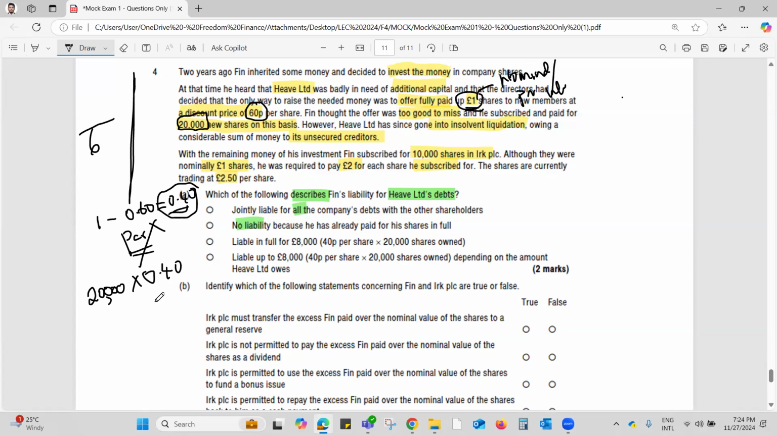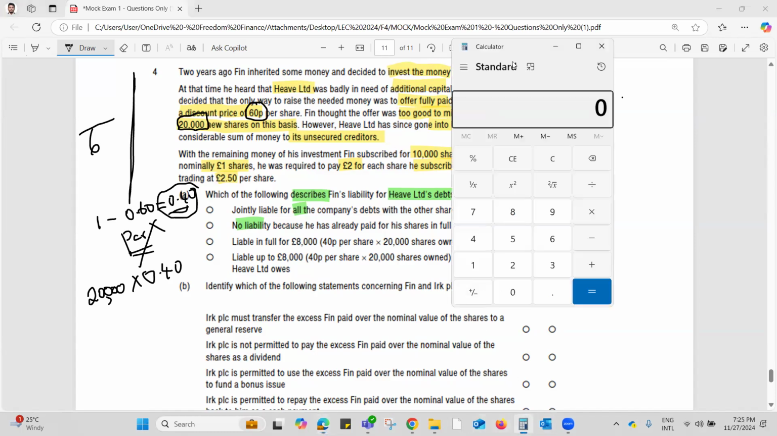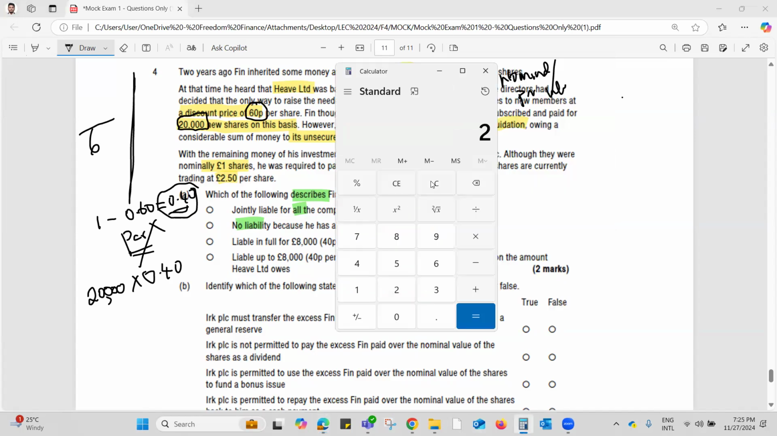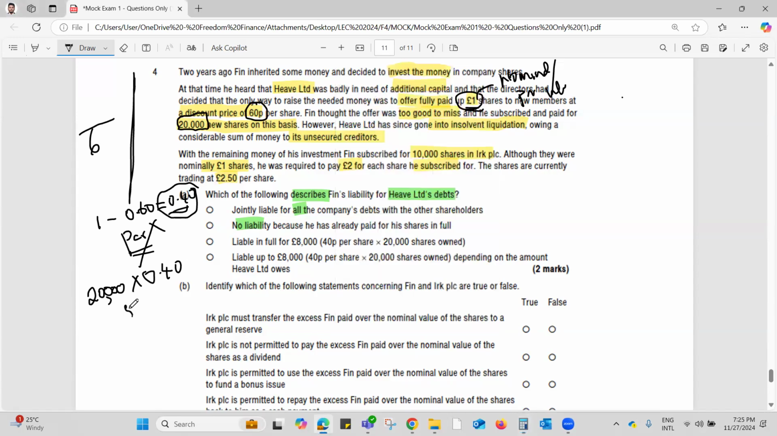Why is this liable to be paid? Technically, 20,000 into 0.4, which is £8,000. So you are liable for another £8,000. You are liable up to another £8,000, depending on the amount the company is owing. So that is your right answer.